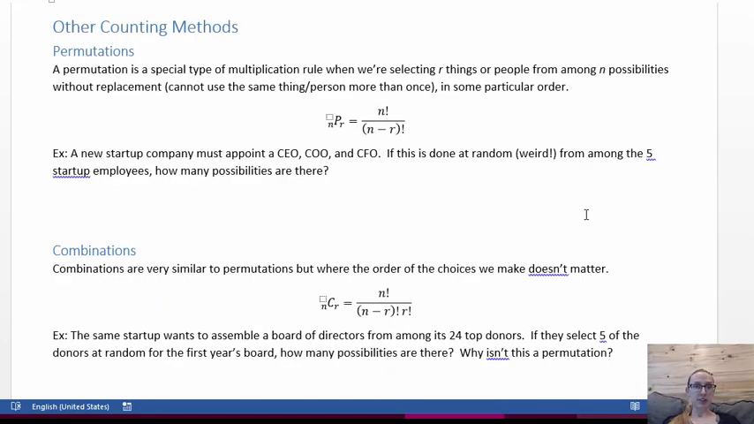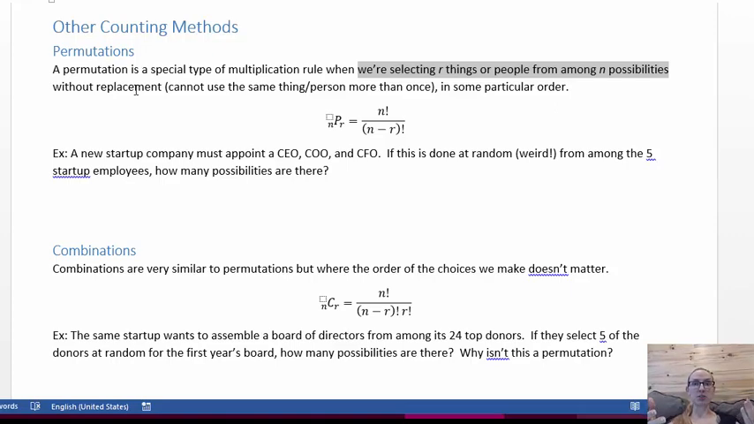Okay, there are 2 other counting methods that we'll look at in this section. The first one is called permutations. The second one is called combinations. A permutation is actually related to the multiplication rule, but the whole idea here is that we're selecting r different things or people from among n possibilities. So n represents how many total options you've got, and r is how many things we want to pick. The thing that sets this apart from the multiplication rule is that this is without replacement, so we can't have the same thing multiple times.